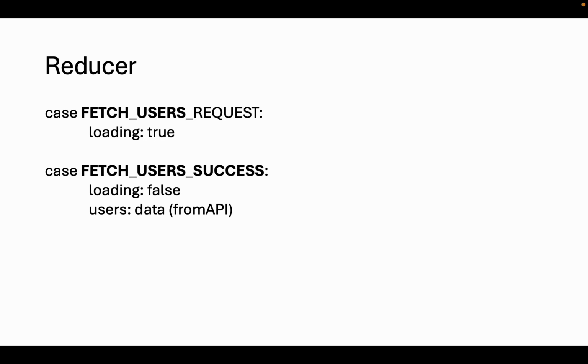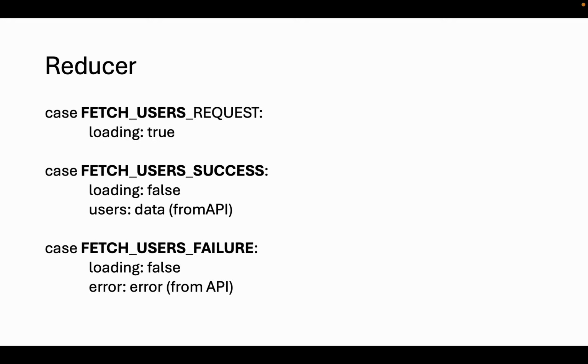The second case will be our fetch users success. Once we call the API successfully and we have a list of users, we have to turn the loading screen off. For that, we pass false as loading and we pass the data to the users object as well. And lastly, we will have the fetch users failure case. Once the user API call fails, we still have to change loading to false to remove the loading screen. Then we have to change the error variable to some sort of error that will be returned from the API as well.